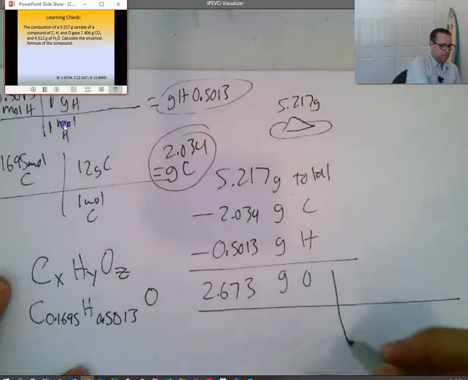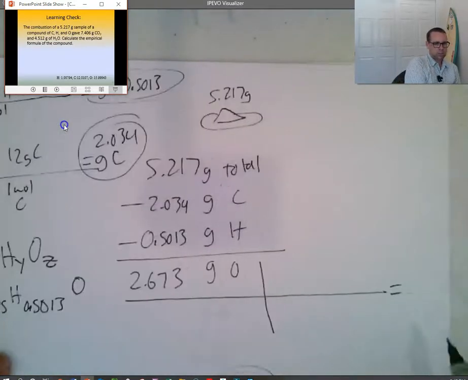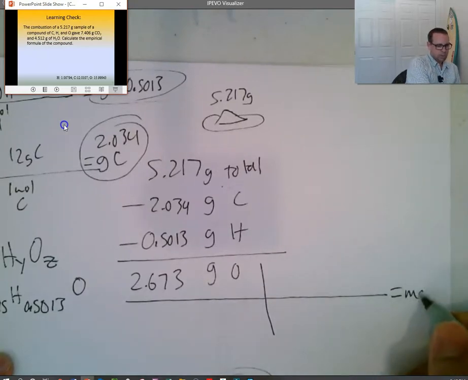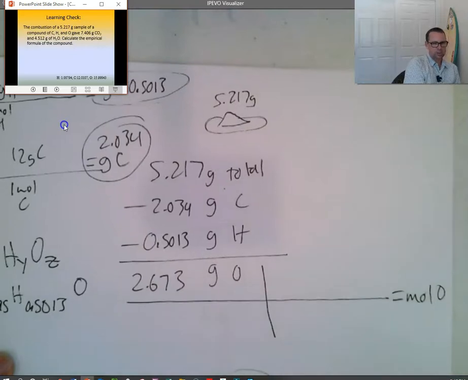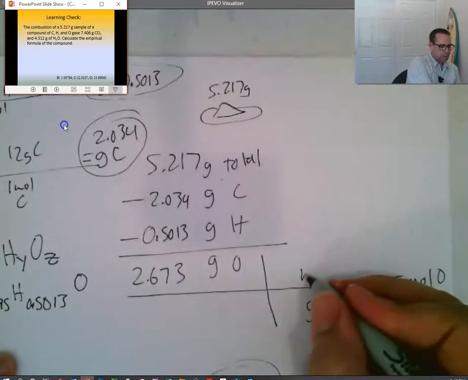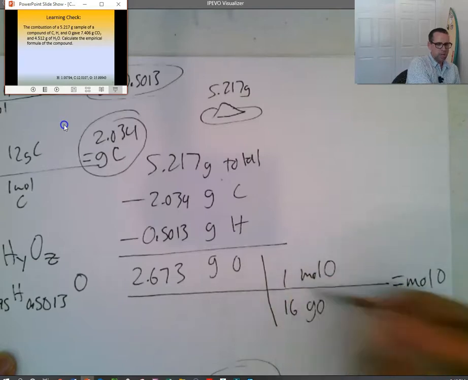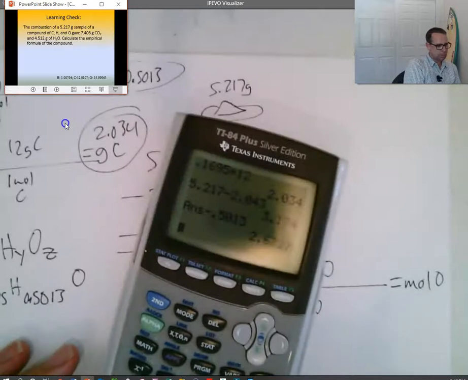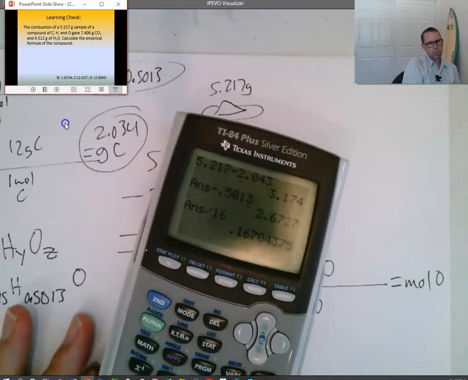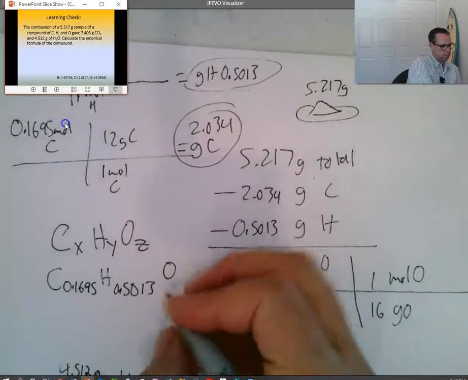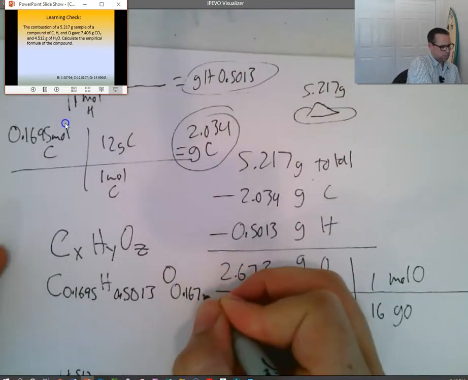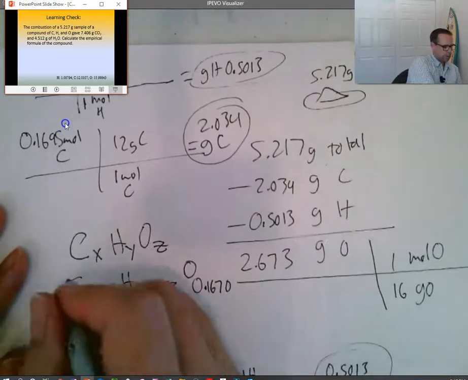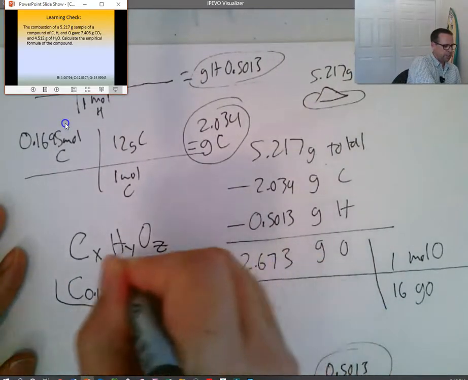Now I did all of that because I need the grams of oxygen to find what? Do you remember what we're looking for? Yeah, moles of oxygen. That's right, moles of oxygen. Very good. So I can go from grams of oxygen to moles of oxygen, 16 grams for every mole. So my 2.673, I just have to divide by 16, and I get 0.167 moles of oxygen.